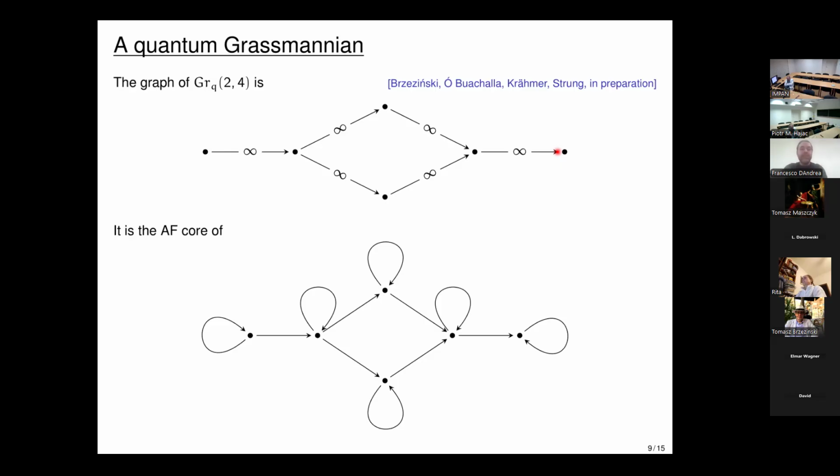Now, our general theorem tells us that this graph C-star algebra is the AF core of the C-star algebra of the graph that you see below. Infinitely many arrows become a single one, and then you attach a loop to every vertex. So you have your non-commutative U(1) principal bundle over the Grassmannian. What I want to do is basically use this bundle, in particular the total space of this bundle, to give you a decomposition of the C-star algebra of the Grassmannian.